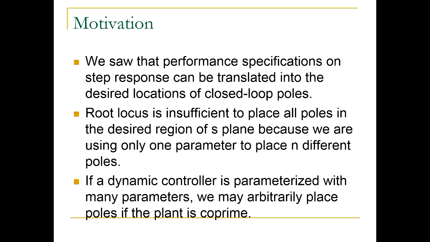We already talked about how to translate the specifications on step response into some pole locations in the complex plane for the closed loop, right? What we also saw when we did root locus is that if we play with a single parameter, like in root locus, we cannot place poles wherever we want, right? So the poles of the closed loop would be right on the root locus, and the root locus is a small subset of the complex plane, right? So the only locations where you can place poles using a single parameter is right on the root locus.